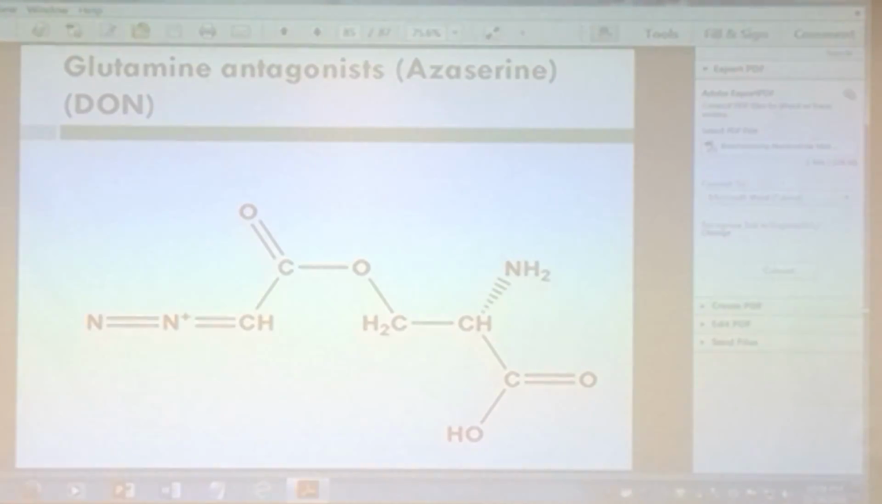Now, glutamine antagonists, these are very non-specific because glutamine as an amino acid is used in very many pathways as a nitrogen group donor. So you're inhibiting multiple factors. And so it's not a very useful compound because it's so cytotoxic. The host cell can also be affected, the normal cells.